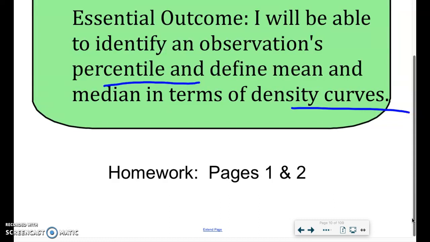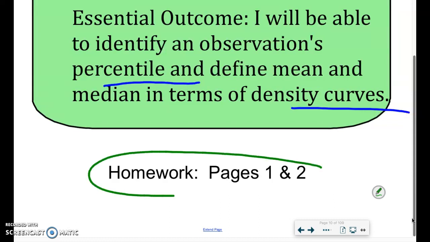All right, your homework today is pages 1 and 2 on the new packet. You will have to ask me for that and show me the money that you have your notes written down before you can get your packet.